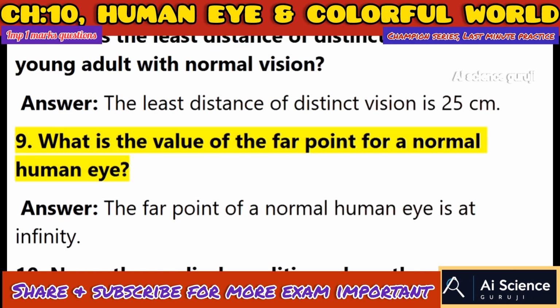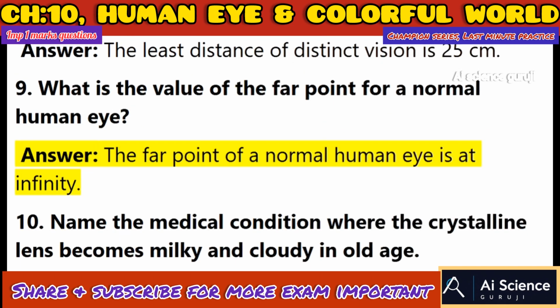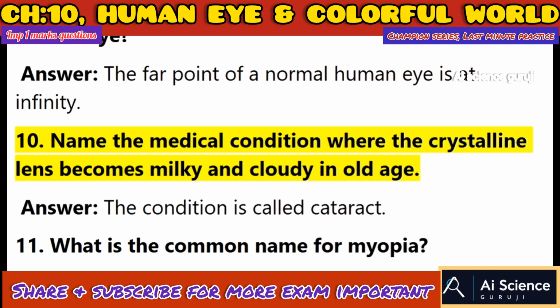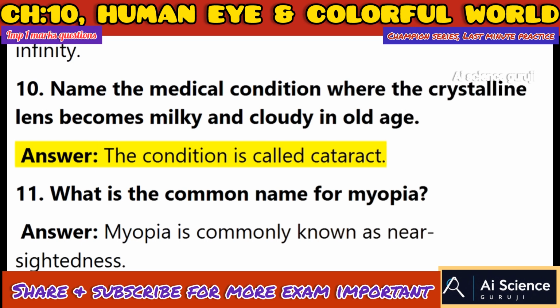9. What is the value of the far point for a normal human eye? Answer: the far point of a normal human eye is at infinity. 10. Name the medical condition where the crystalline lens becomes milky and cloudy in old age. Answer: the condition is called cataract.